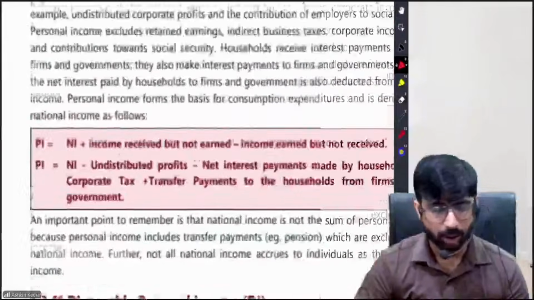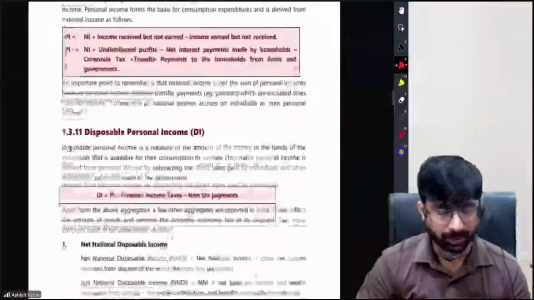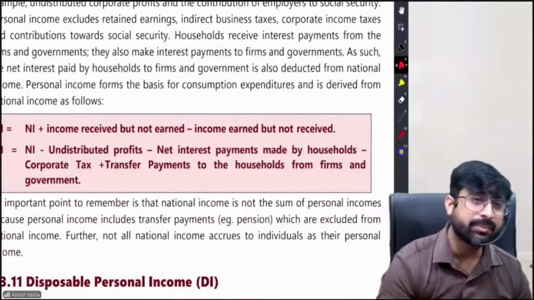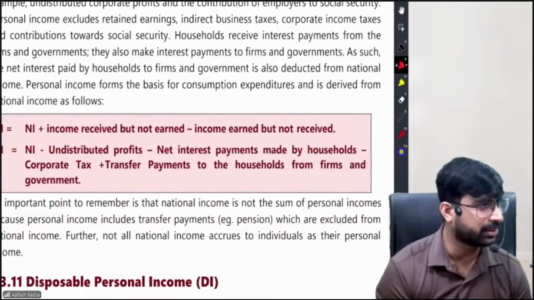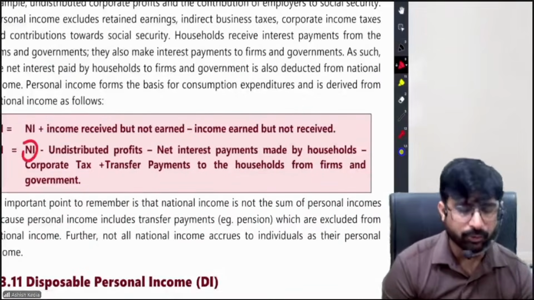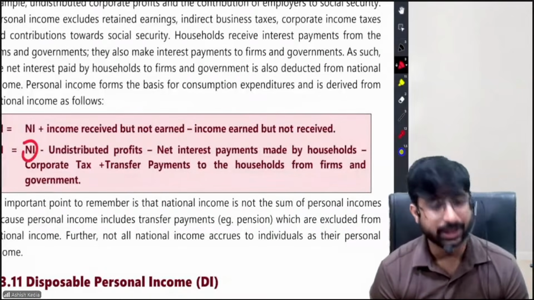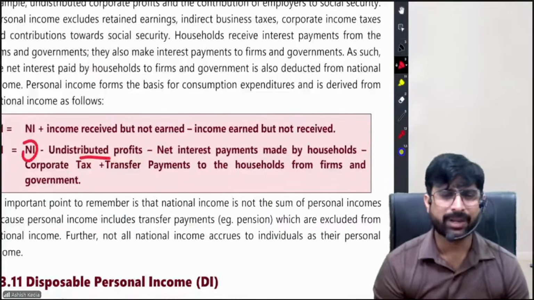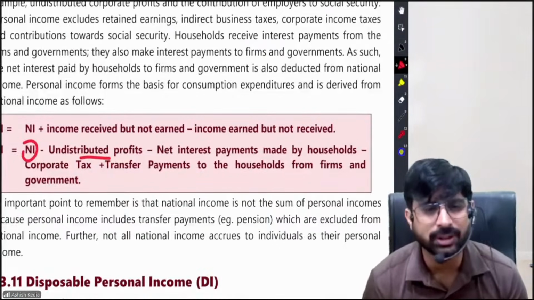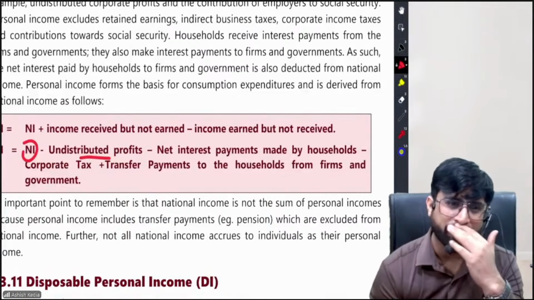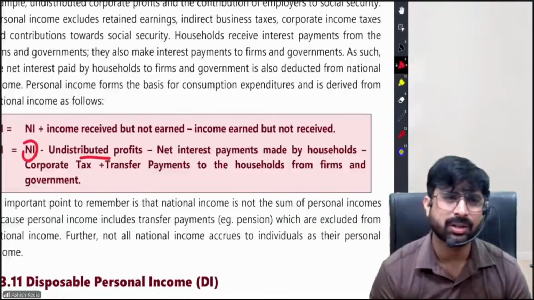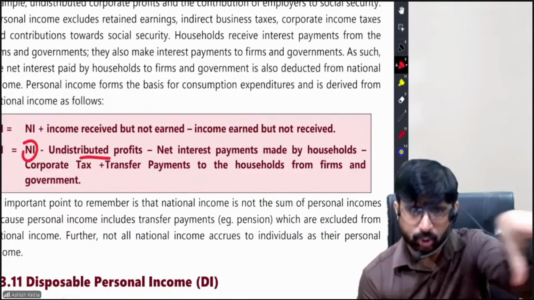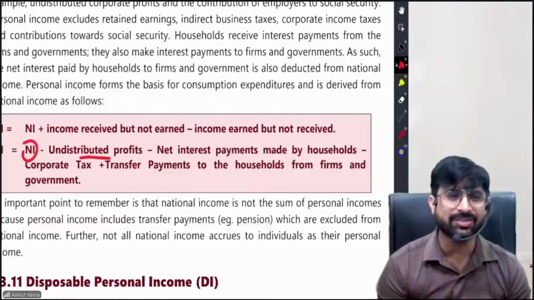Now we talk about personal income. What is personal income? Personal income is the income that an individual person gets. First, you start from national income. From national income, you deduct undistributed profits. You know why? Private sector has earned this profit. But has the private sector distributed them? No. Will it reach the individual persons? No. Because the private sector is saving them.